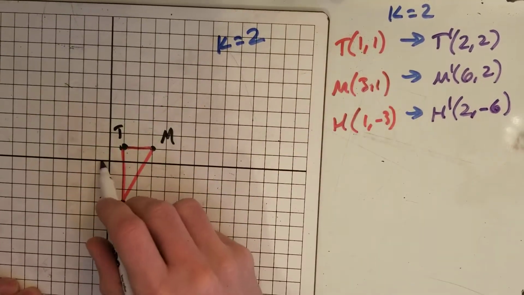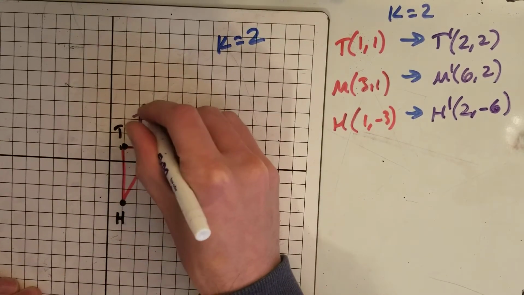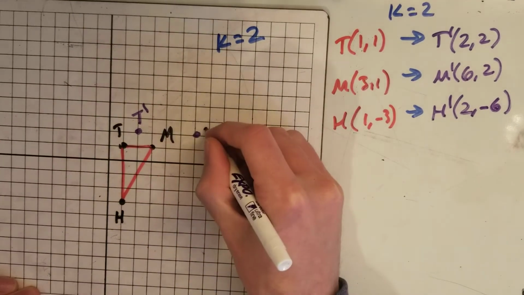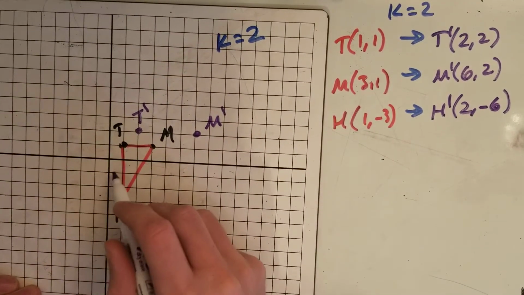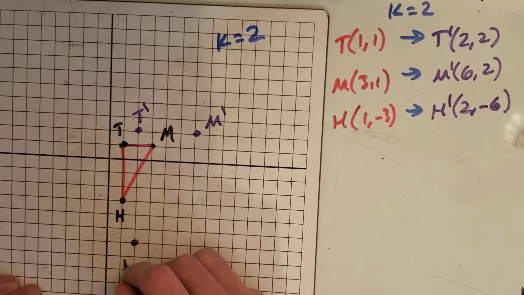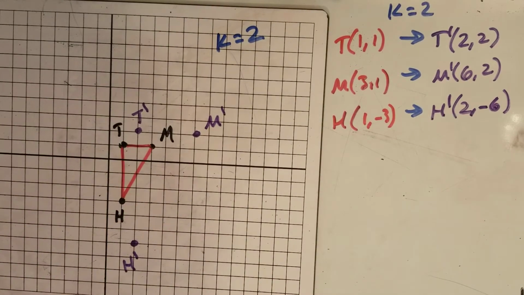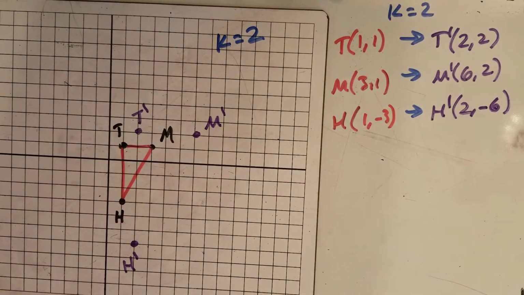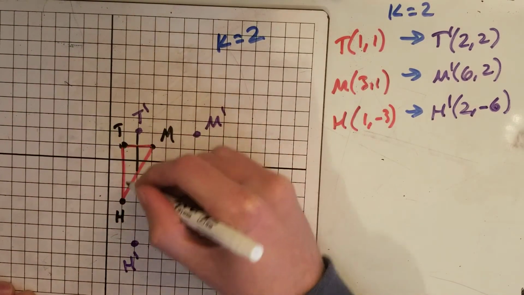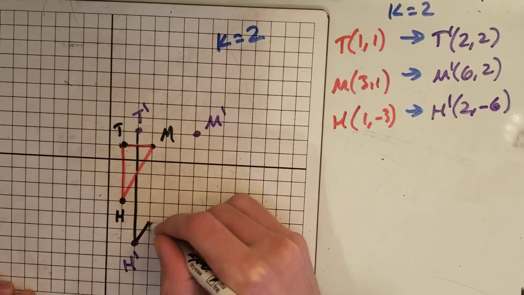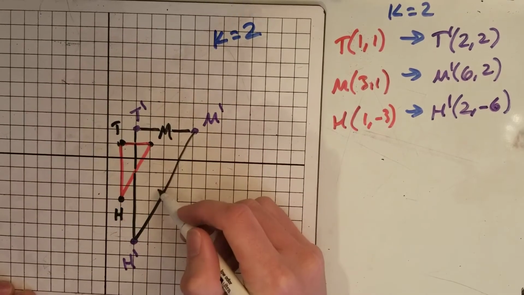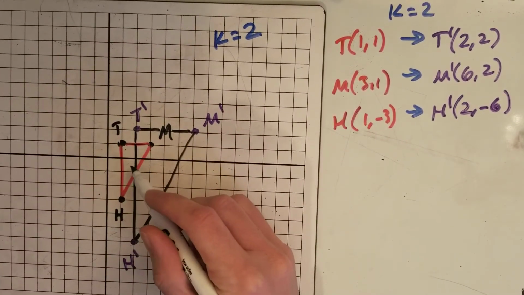So if we go ahead and graph 2, 2, this is our T prime. M becomes 6, 2. There's M prime. And H prime becomes 2, negative 6. There's your H prime. And let's trace over this one. I'll go in black. So here's your triangle. And this black triangle we have here, it is twice as big as the red triangle.